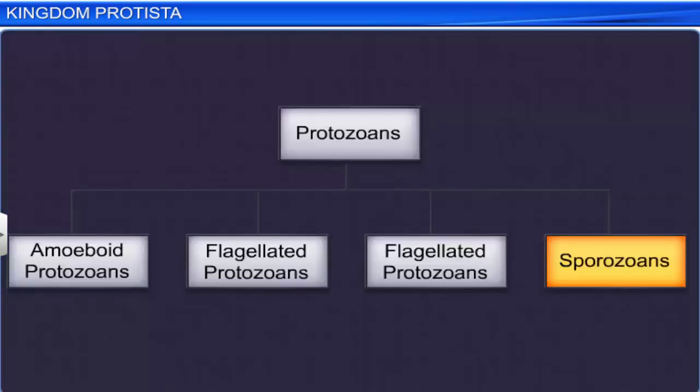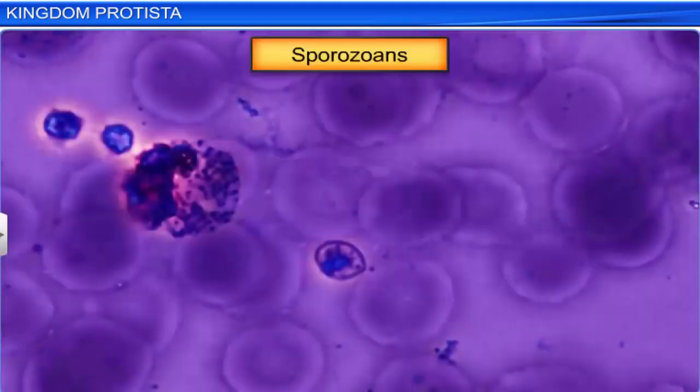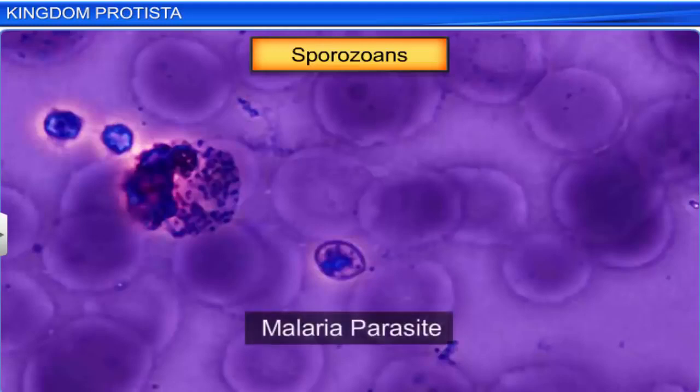Lastly, sporozoans are organisms that have an infectious spore-like stage in their life cycle. Plasmodium is the most famous sporozoan. It causes malaria in humans and is also known as the malaria parasite.